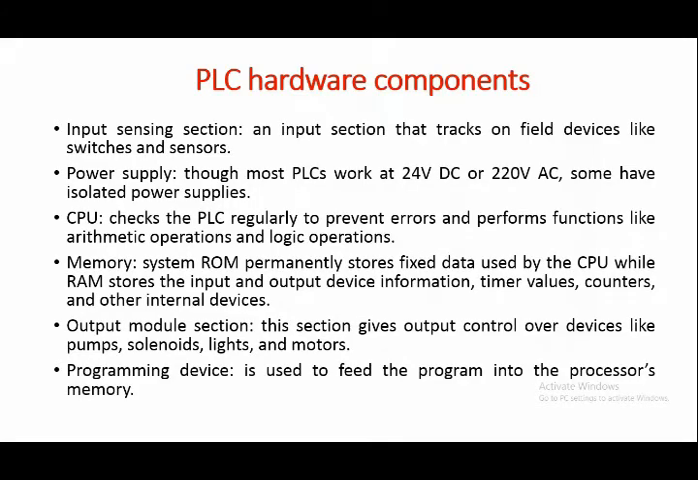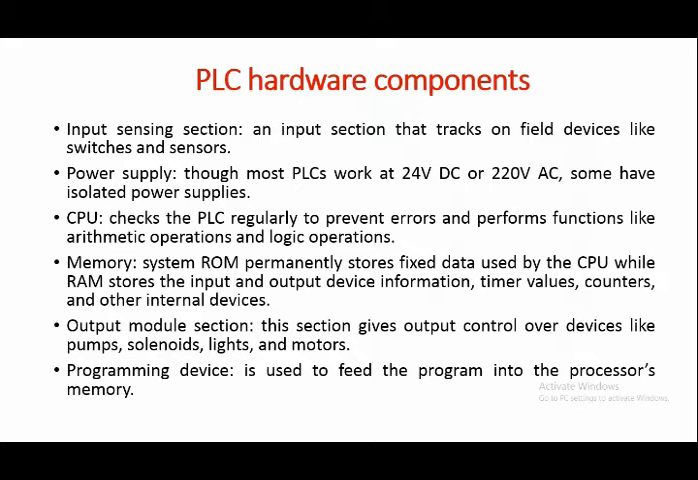PLC hardware components: the input sensing section tracks field devices like switches and sensors. The power supply: most PLCs work at 24 volt DC or 220 volt AC, with isolated power supplies. The CPU checks the PLC regularly to prevent errors and performs functions like arithmetic operations and logic operations.